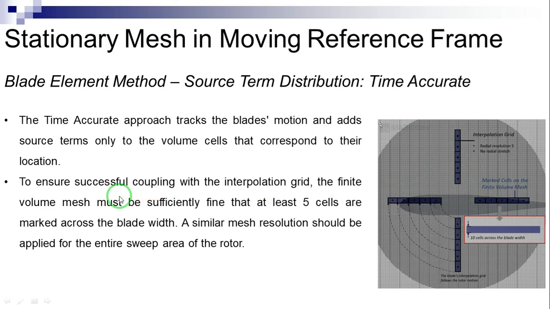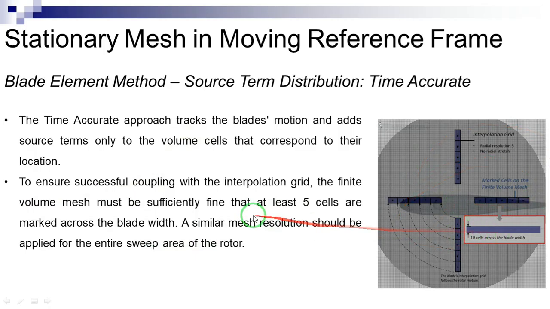To ensure successful coupling with the interpolation grid, the finite volume mesh must be sufficiently fine that at least 5 cells are marked across the blade width. A similar mesh resolution should be applied for the entire swept area of the rotor. In the example above, 10 cells are marked.